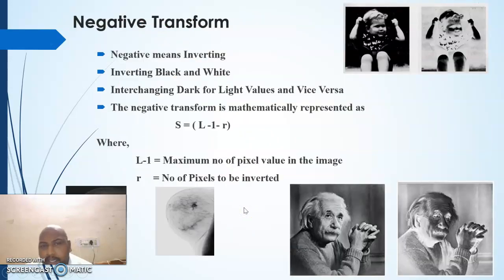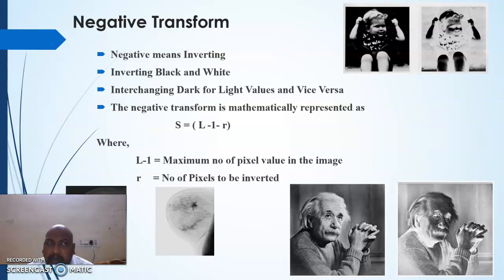First we can see negative transform. The negative transform will just invert the input image and give an output. For example, when we give a black and white image as input, the transform will invert it: whatever places black is there is converted to white, and whatever place white is there is converted to black. Like the way interchanging dark for light values and vice versa.